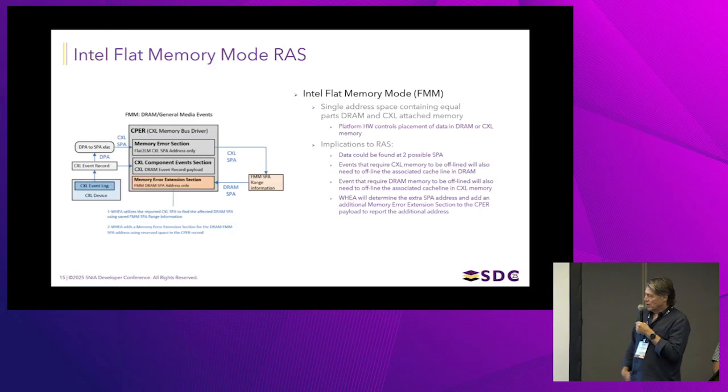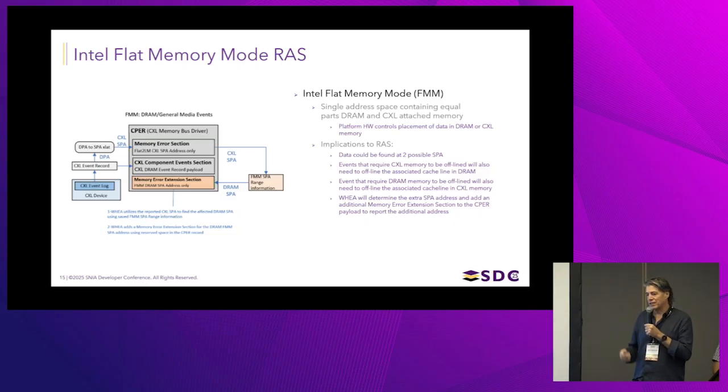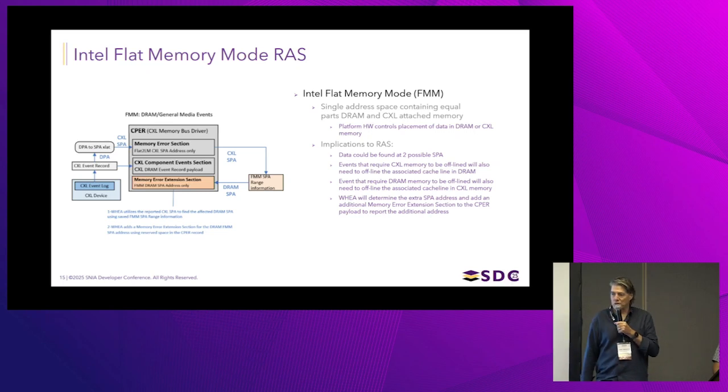In that case, WIA is going to look at this SPA range information that it's stored internally. It's an ioctl it sends down and gets from the memory bus driver. It's going to look at that table and figure out what the analogous DRAM SPA address is and add that. And then that gets pushed up the stack. WIA potentially has to offline 2 pages, 2 4K ranges to handle that. So it's one wrinkle that flat 2LM exposes that we have to deal with from a RAS perspective.